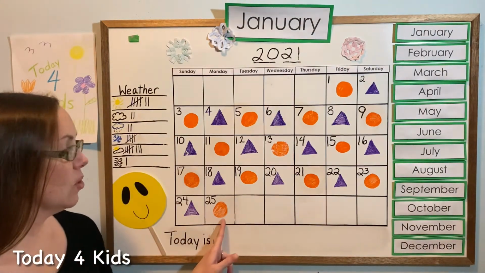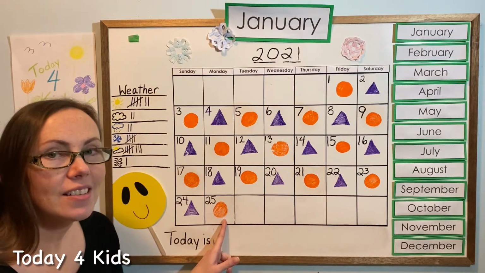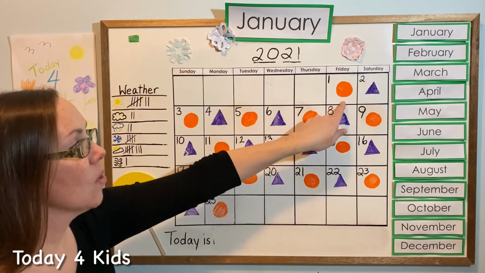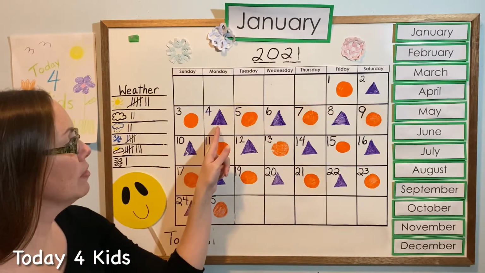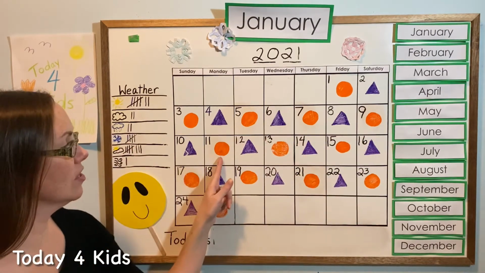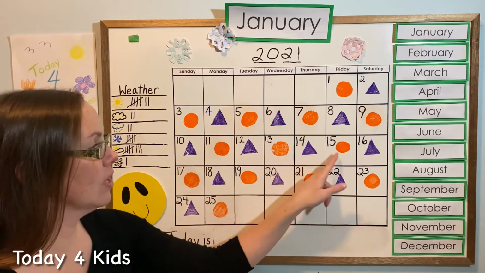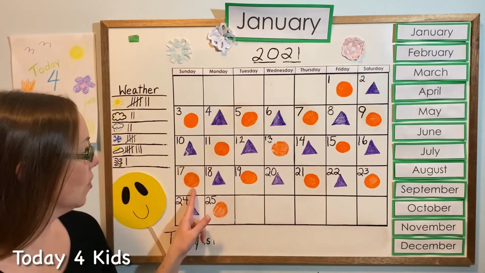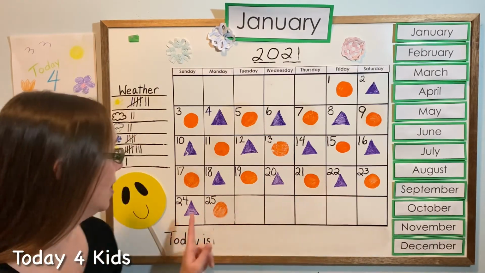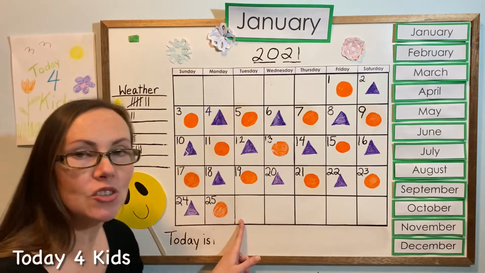What do you think comes after the orange circle? Can you guess? Let's see if you're correct. Let's go back to the beginning and do our pattern together. Orange circle, purple triangle, orange circle, purple triangle, orange circle, purple triangle, and so on, all the way to the end.